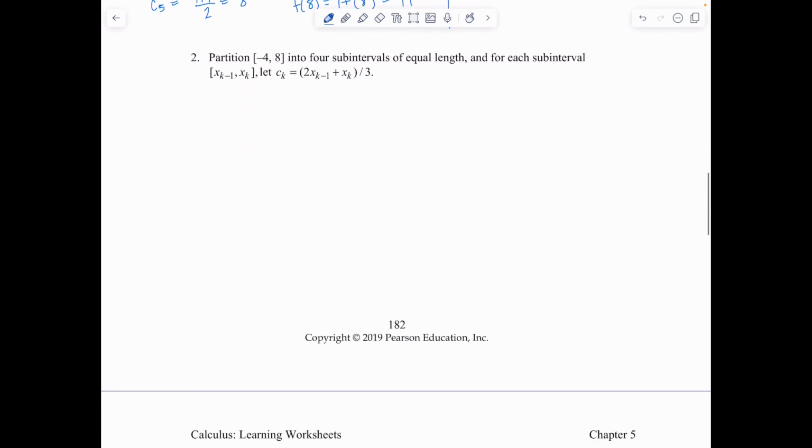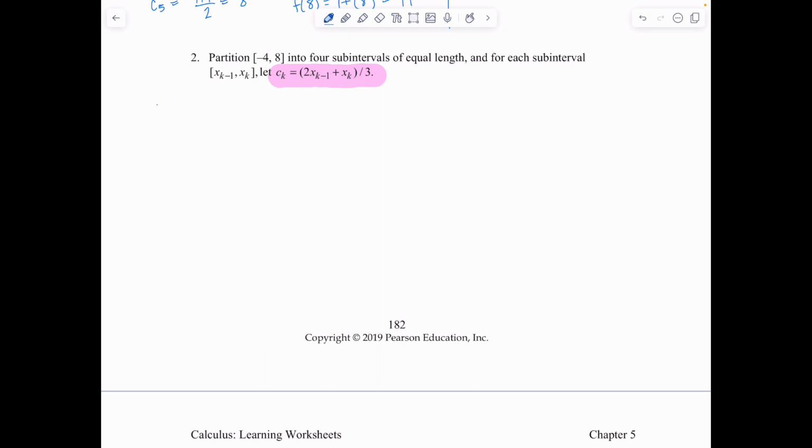Okay, partition -4 to 8 into 4 subintervals of equal length, and for each subinterval, x sub k minus 1 to x sub k, let c sub k equal 2 times x sub k minus 1 plus x sub k over 3. So you may have noticed right away, okay, calculating our c value is going to be different than number 1. So pay attention to those.